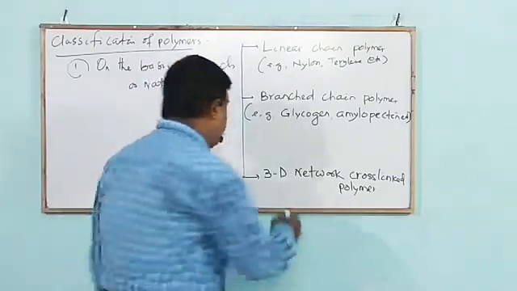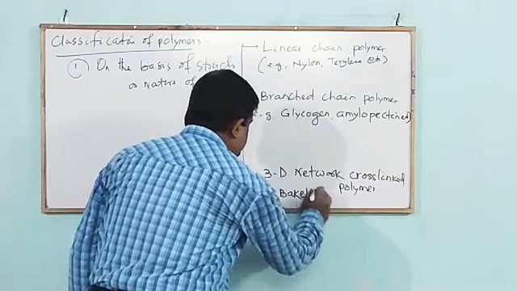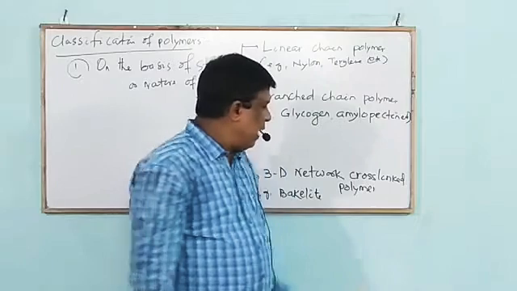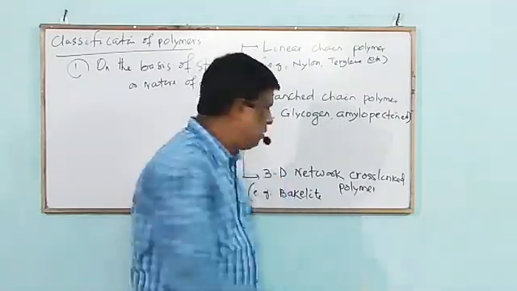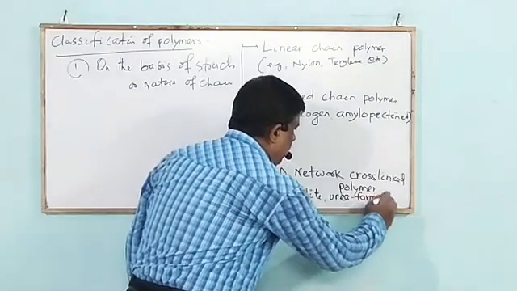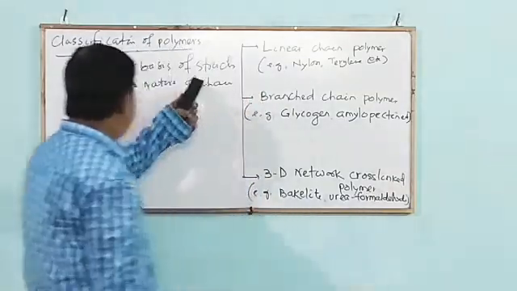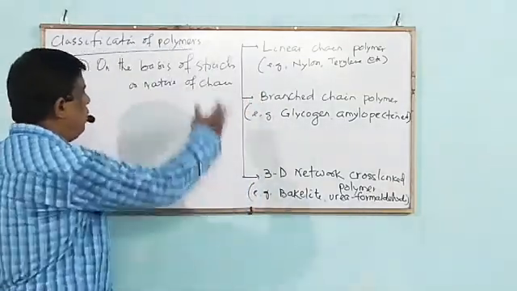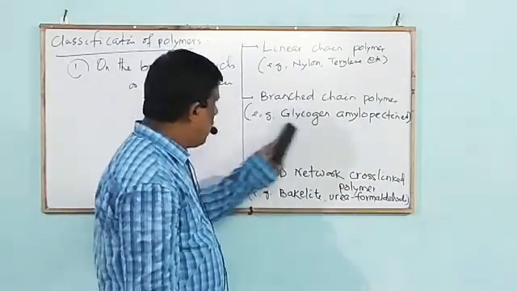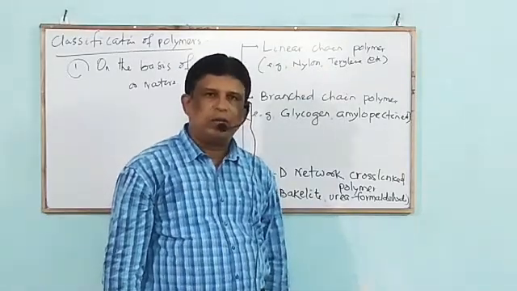So for example, bakelite, that is phenol formaldehyde resin, urea formaldehyde resin, bakelite, urea formaldehyde resin, etc. I repeat again. On the basis of structure, on the nature of the chain, polymers are classified into three types: linear chain polymer, branch chain polymer, and three-dimensional network cross-linked polymer.